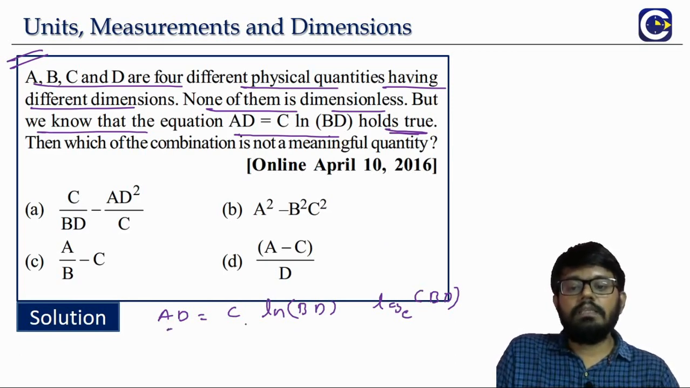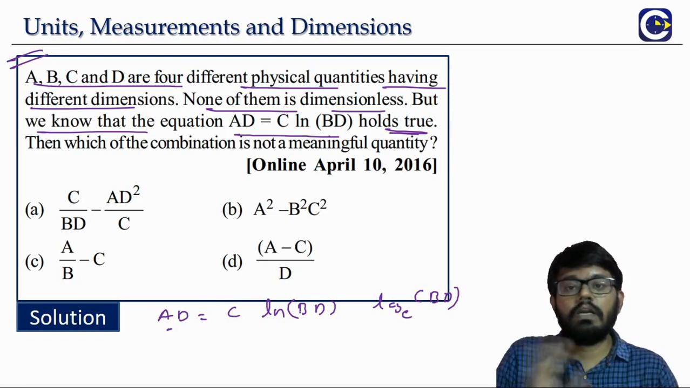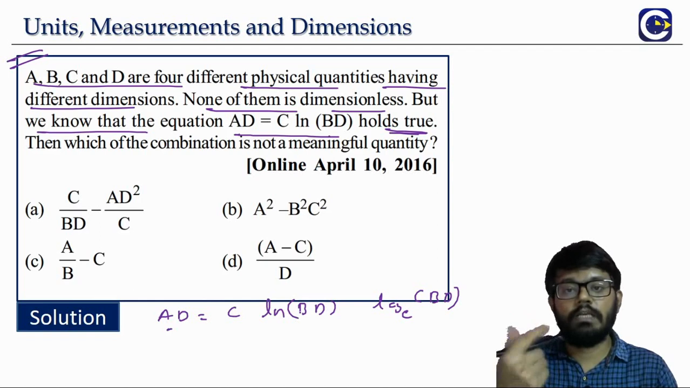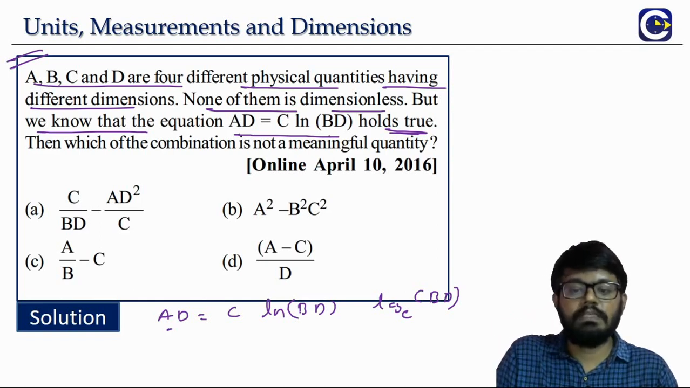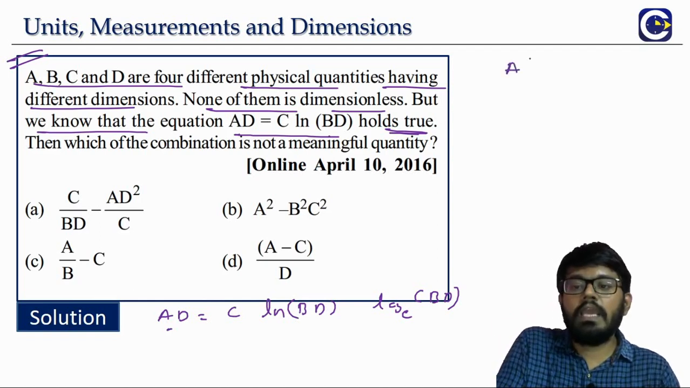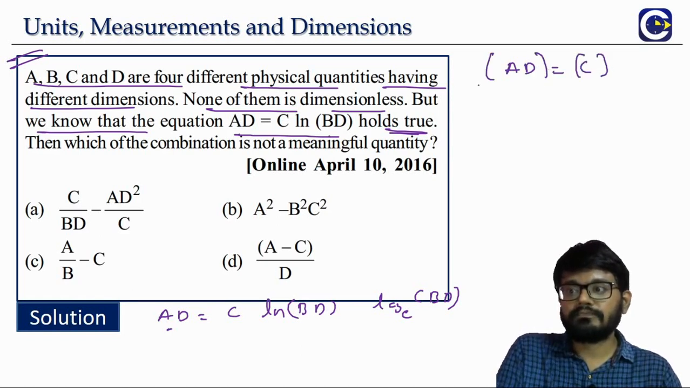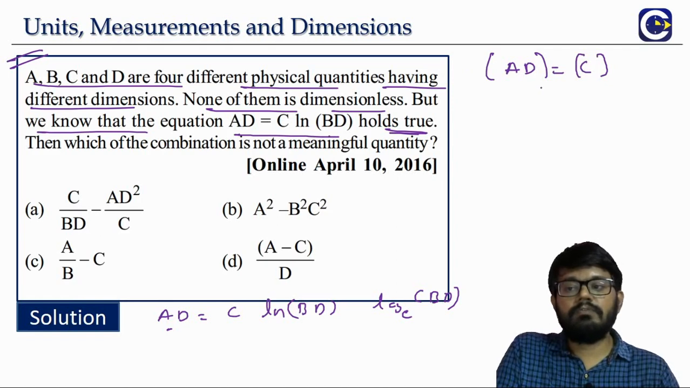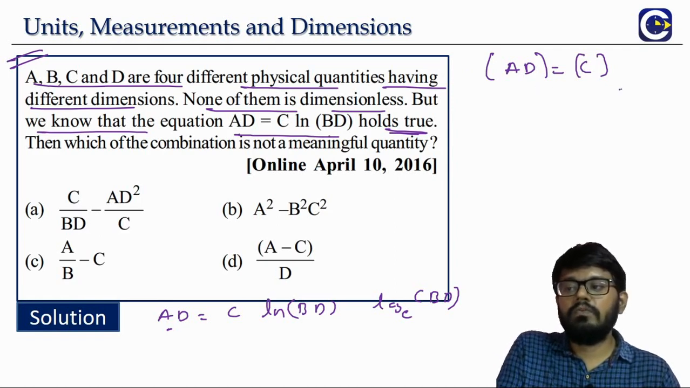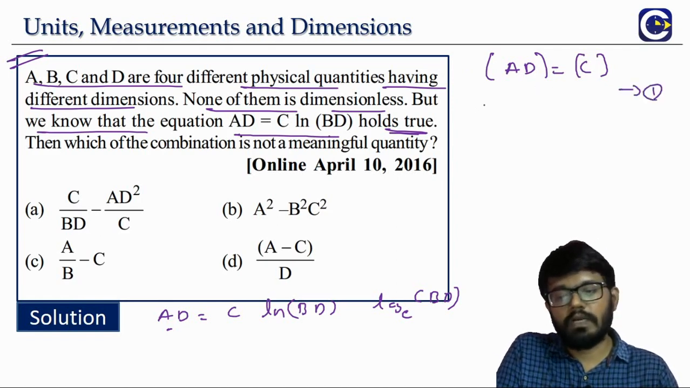See, AD is equal to C into a logarithmic function, which as a whole has no dimensions. Logarithmic function, trigonometric function, exponential function: no dimensions. So A into D, dimension-wise, will be equal to C. This is, let's take it as relation 1.